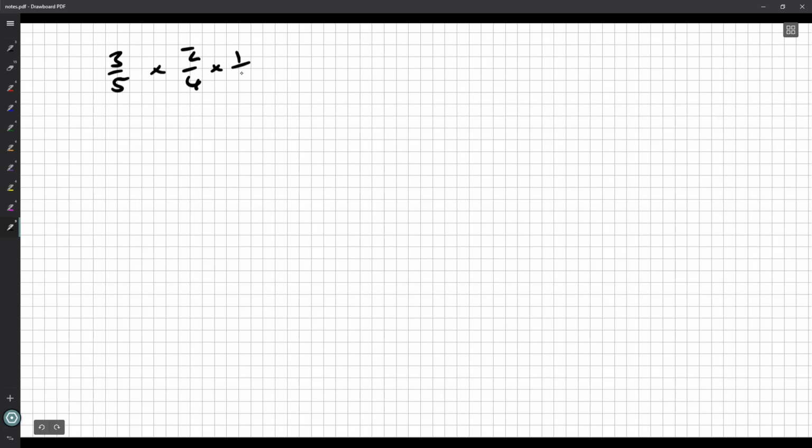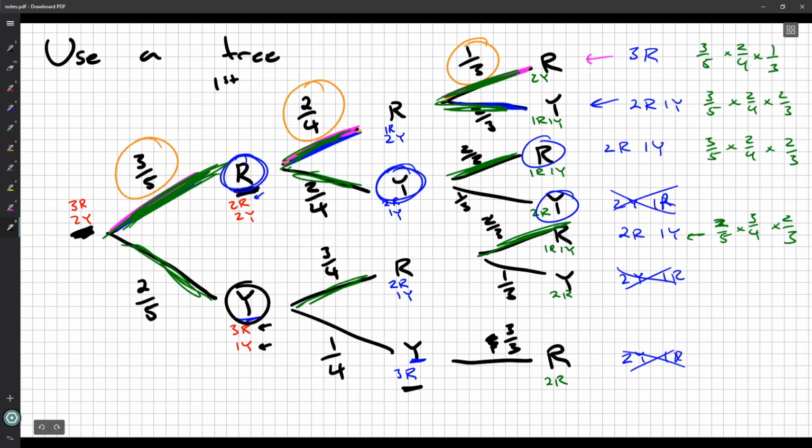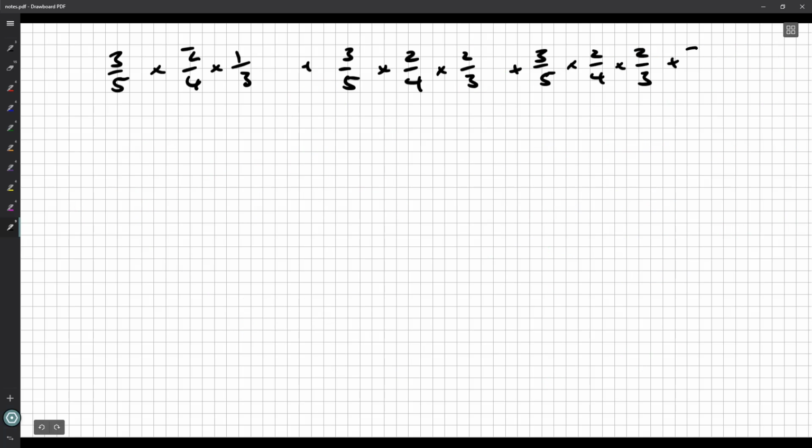What was 1/3? Yeah, 1/3. Just simplify the fractions as best we can. And 2/5, 3/4, 2/3. Okay, so what can we do? Well, the 3's will cancel out. 2 over 4 is 1/2. So we'll be left with 3 times 2 times 1. The 3's will cancel out. So this will be 1/5 times 1/2 times 1.